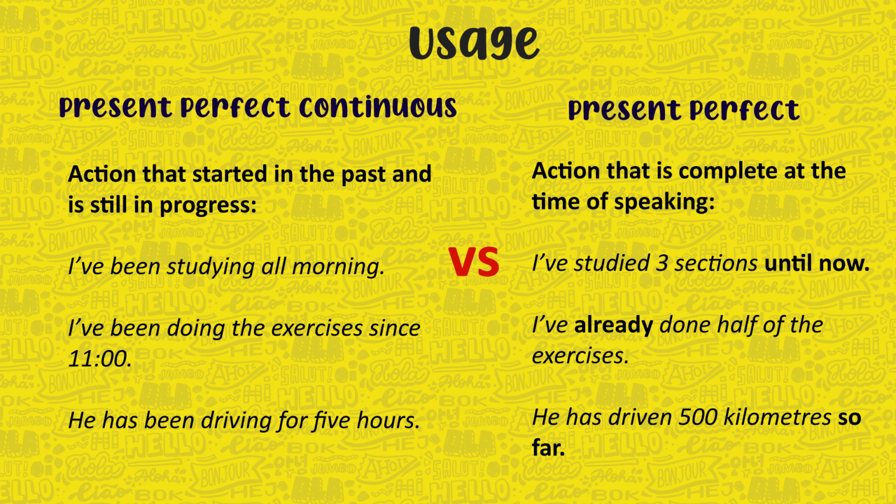Meanwhile, the present perfect is used for actions that are completed at the time of speaking. I've studied 3 sections until now. So until this moment, the person has already completed 3 sections of the book. I've already done half of the exercises. So till this time, the person has already finished a section of the exercises. And he has driven 500 kilometers so far. So the person has driven this distance till now. That's why we have expressions such as until now, already, and so far that attach to the present perfect.